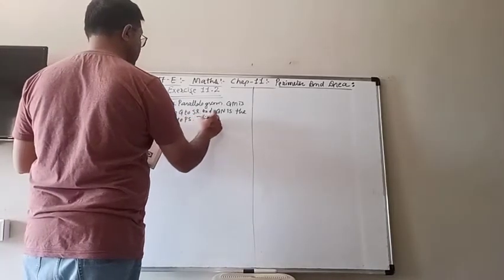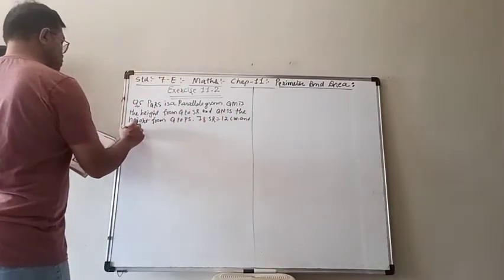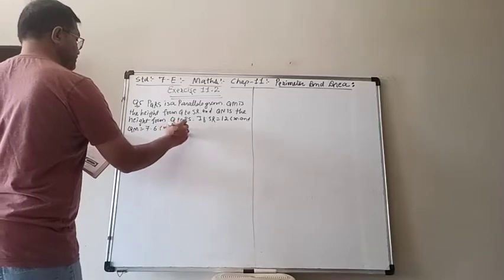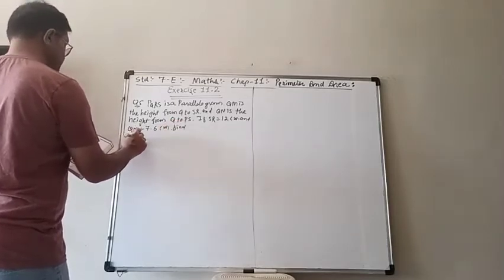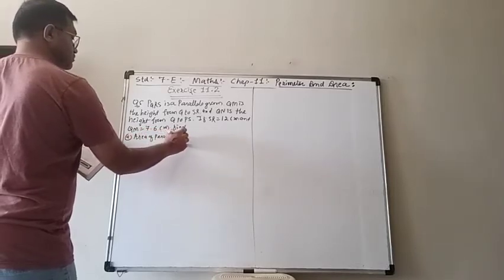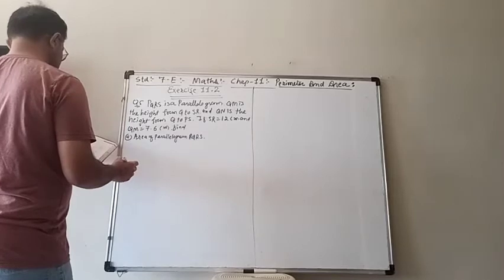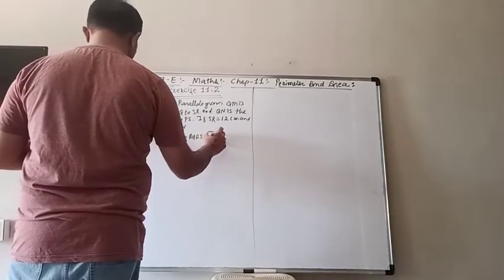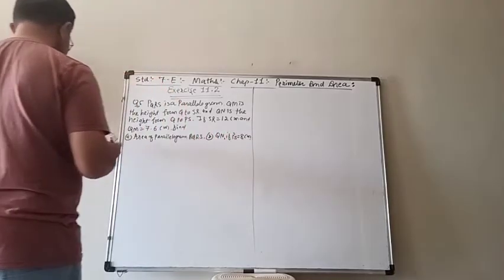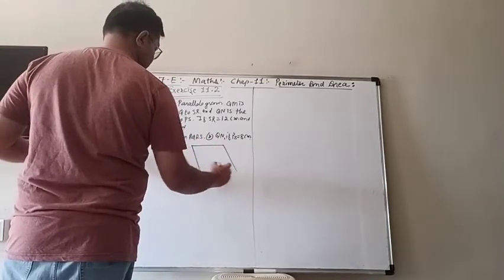If SR is equal to 12 centimeter and QM is equal to 7.6 centimeter, find first the area of parallelogram PQRS, and second, we have to find QN if PS is equal to 8 centimeter. Here the figure is also given.